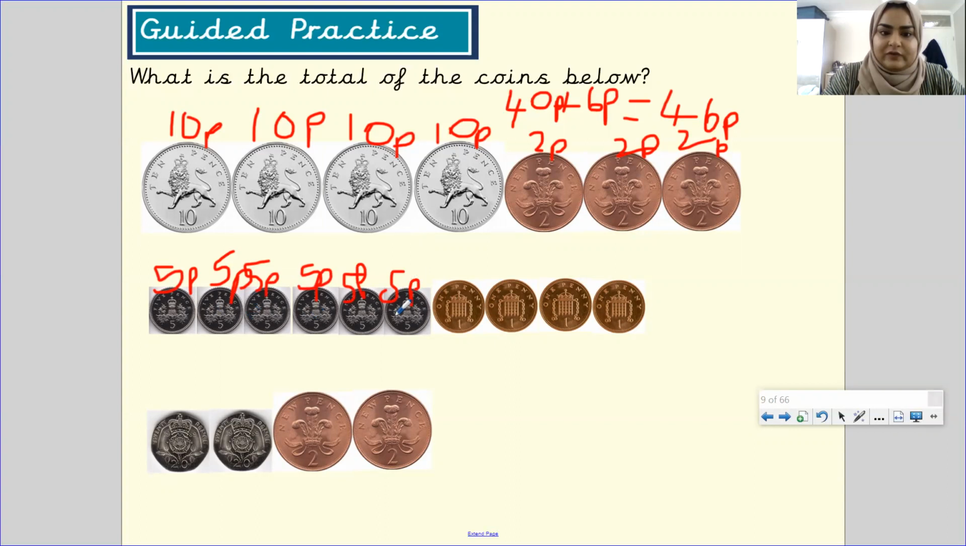1, 2, 3, 4, 5, 6. I'm going to count in my fives to make it easier. 5, 10, 15, 20, 25, 30. So I have 30p plus 1p, 1p, 1p, 1p. So I have 4p here. 1, 2, 3, 4. Plus 4p, which means my answer is 34p.